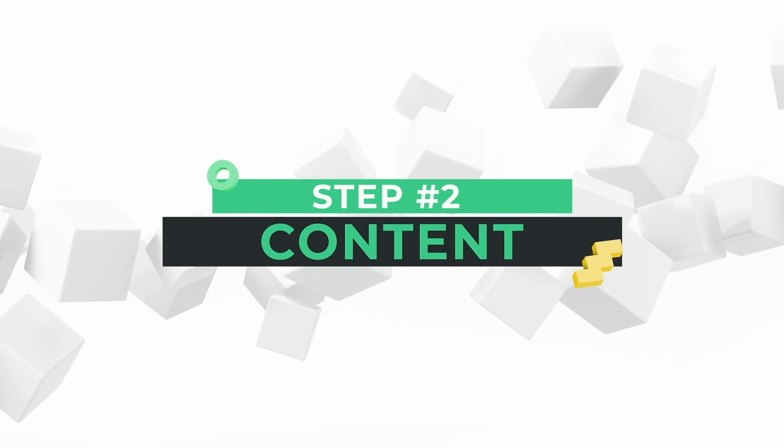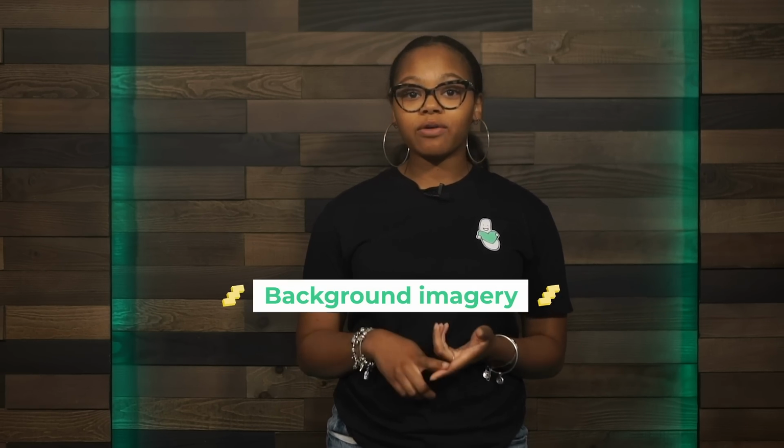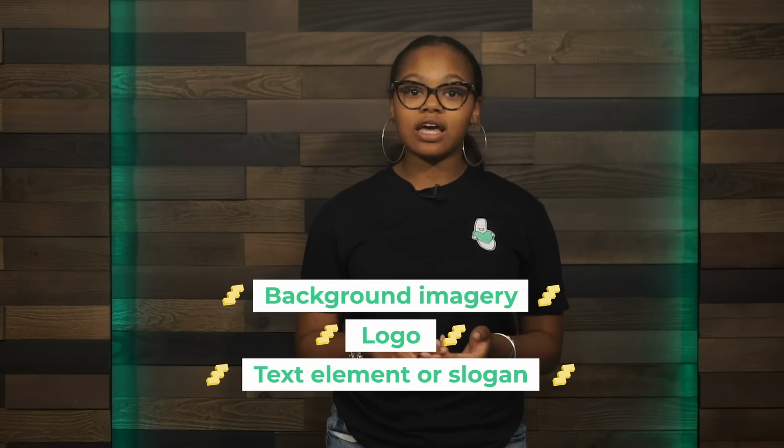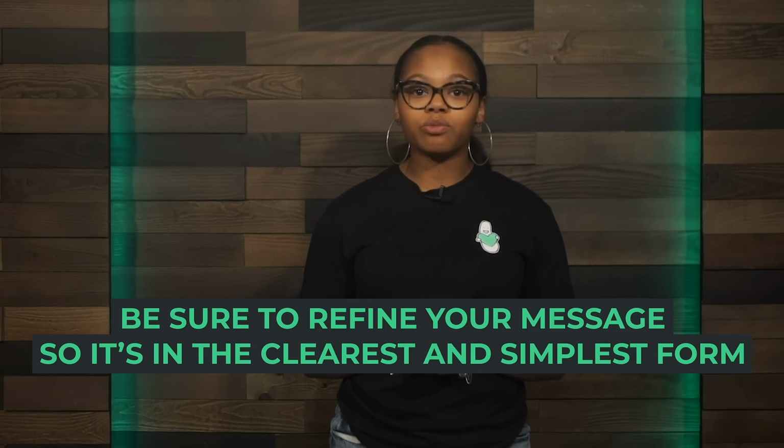Next is determining the content of your banner. Generally, banners have three pieces: background imagery, your logo, and a text element or slogan. If you have an established banner business, then your logo should be the easiest visual element to compile. Communicating your value proposition or the specific service you're advertising should be easy as well if you've marketed it elsewhere. You might have less space on a banner than your landing page though, so be sure to refine your message so it's in the clearest and simplest form.